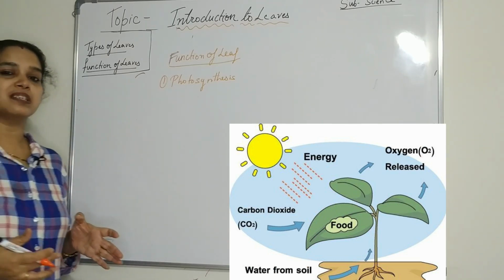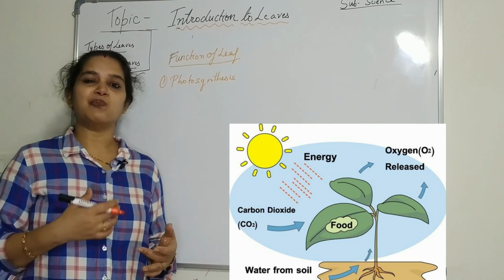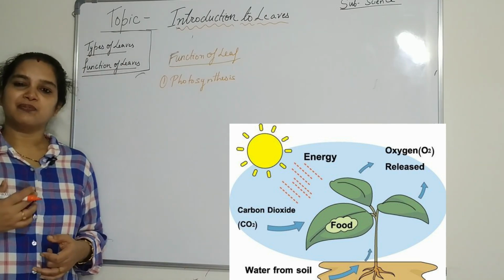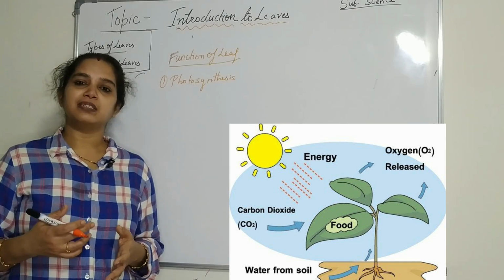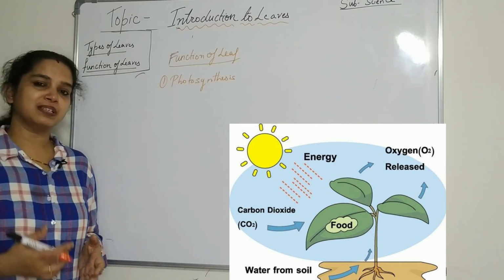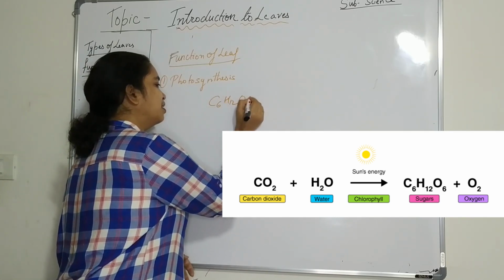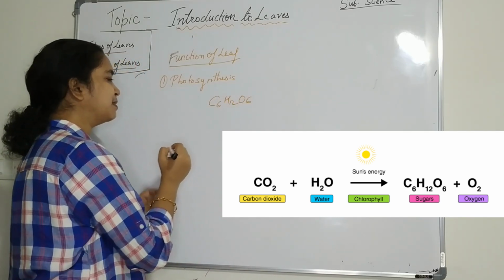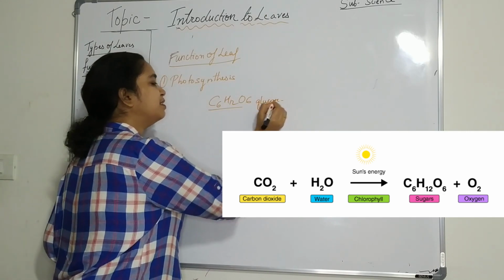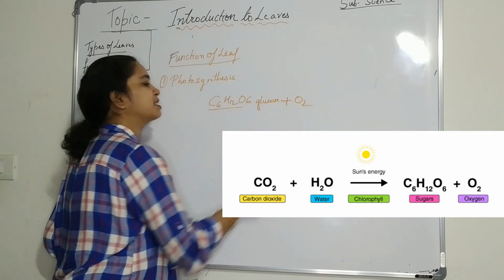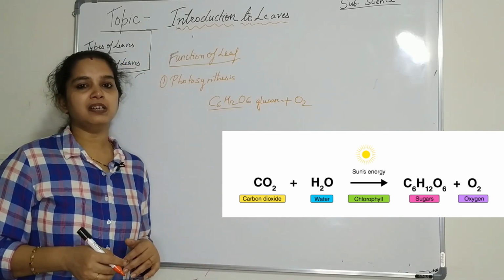Photosynthesis occurs in the presence of sunlight, in which they take in water and carbon dioxide from the air, and in the presence of sunlight they prepare food, and the food prepared is C6H12O6. That means they prepare glucose, and in the process they give out oxygen. This is called photosynthesis, and it occurs during the daytime.